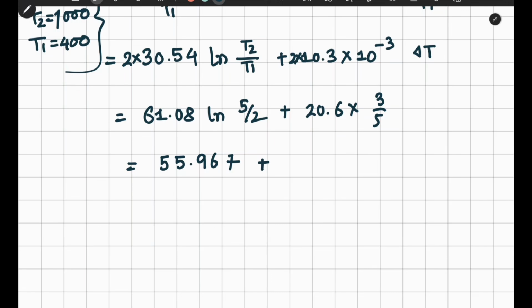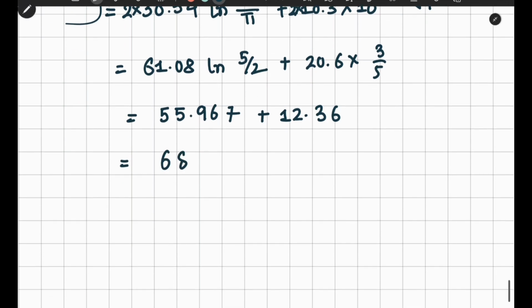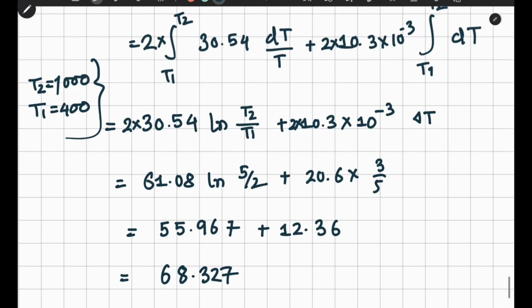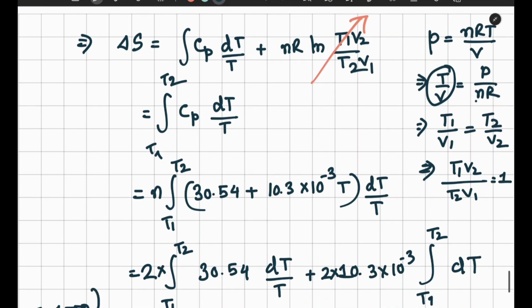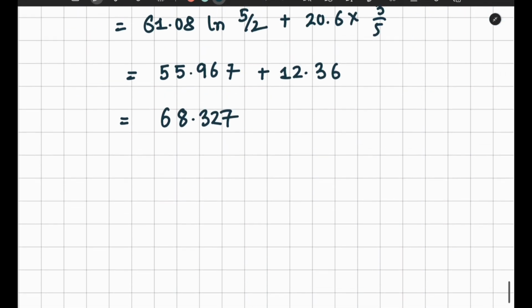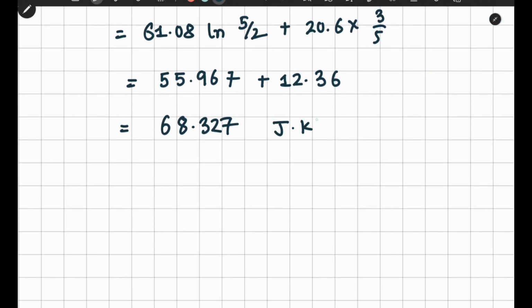20.6 into 3 by 5, so it is 12.36. Now if we add both, we obtain 68.327. And what will be the unit? The total unit will be joule per Kelvin, because the Cp has a unit of joule per Kelvin. So this will be our answer: 68.327.